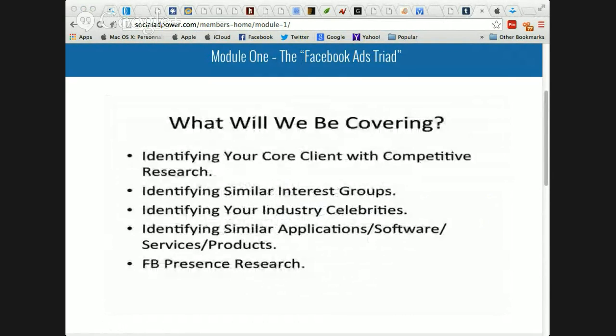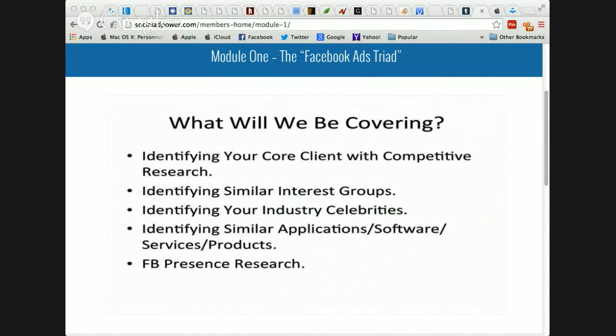So first things first, we're going to be talking about identifying your core clients with some competitive research. The reason that we're going to be identifying our core client is because if we know exactly who we're talking to, then we're going to know exactly who we need to be running ads to, and our ads will be cheaper for the most part. Plus, we'll be getting more interaction, and we'll be making more sales and getting more sign-ups. So we're going to be using some competitive analysis, and it's a lot less complicated than what that sounds. I'll show you here in just a second.